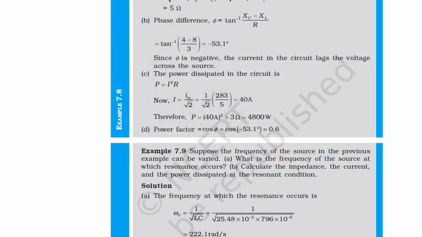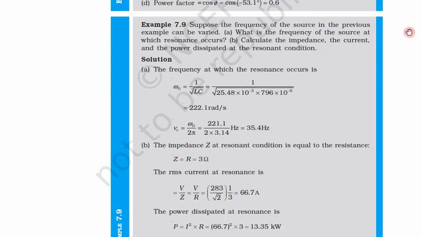Let us solve the next numerical problem. Suppose the frequency of the source in the previous example can be varied. So we have the same values, but frequency now can be varied. What is the frequency of the source at which resonance occur? So we have to tell the resonance frequency for the given value of capacitance and inductance. Calculate the impedance, the current, and the power dissipated at resonance condition.